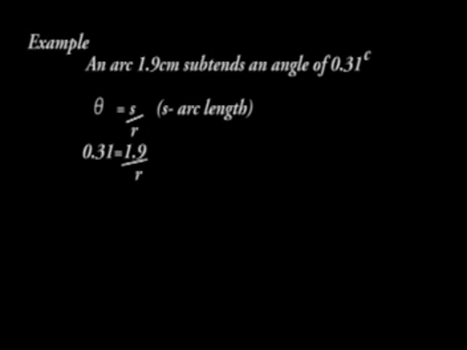Let's take one example. An arc of 1.9 centimeters subtends an angle of 0.31 radian. Find the radius of the circle. We've seen that theta in radian is equal to s over r, where s is the arc length. Therefore, 0.31 is equal to 1.9 over r, and our r is 6.13 centimeters.